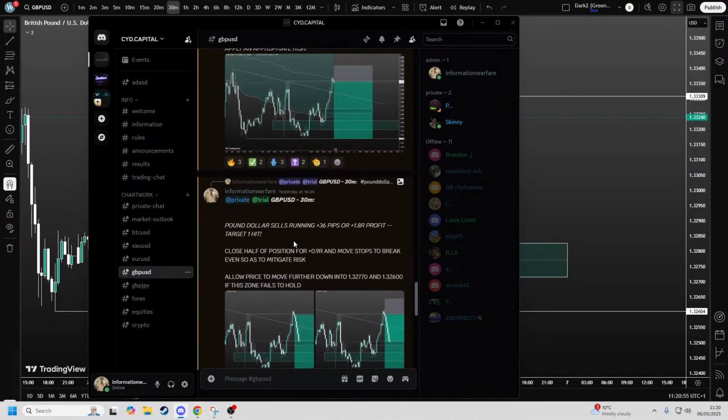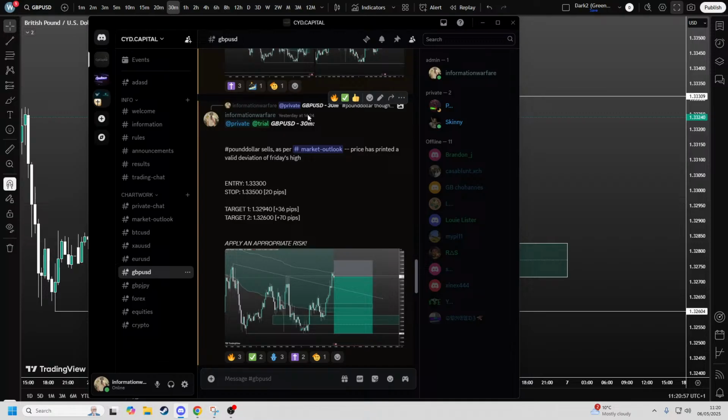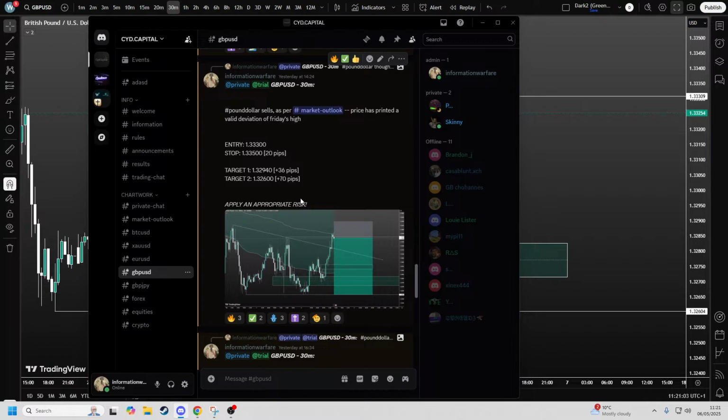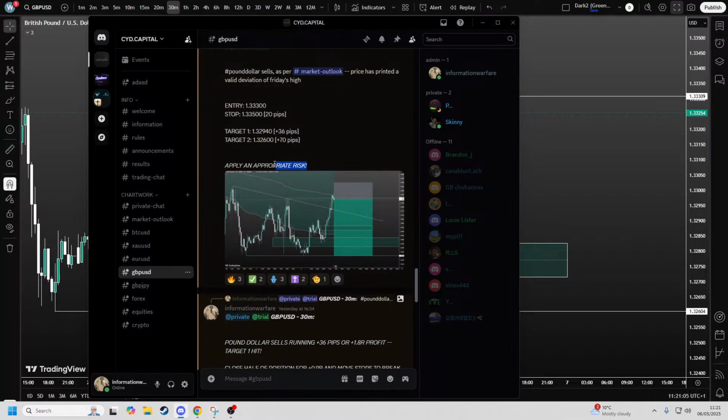GU, you can see that just prior to the New York Open yesterday, we took the pound-dollar sells. I had already pre-planned them out in London. Applying appropriate risk, we had a valid deviation of Friday's high, and really I broke down the theory of how I was taking the trade in the market outlook, okay, for the Discord members.